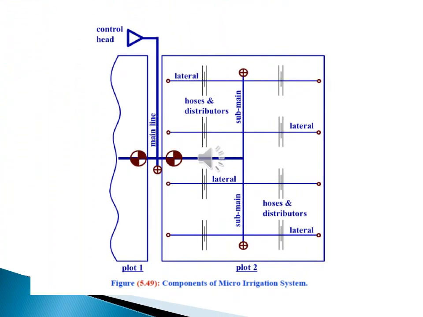Figure showing components of micro irrigation system. Look, my dear, and pay attention to the control head, main line, control valve of each block, sub main, laterals, hoses and distributors.